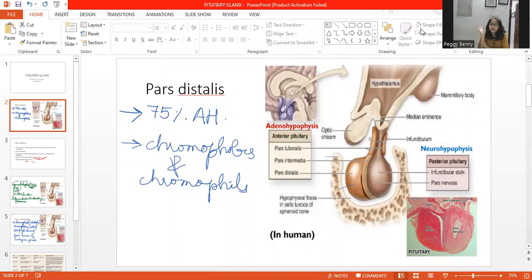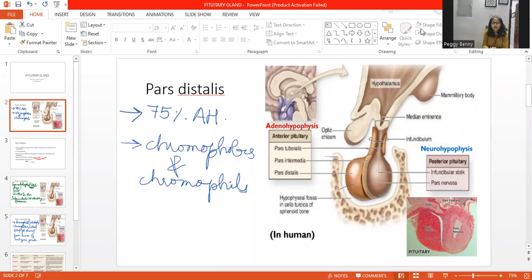As I discussed in my previous video, we were talking about the embryology of the pituitary gland. As a continuation of that video, today I'm discussing the histological aspect of the pituitary gland. So let's dive into it. First, let's begin with the anterior pituitary and the different parts of it.